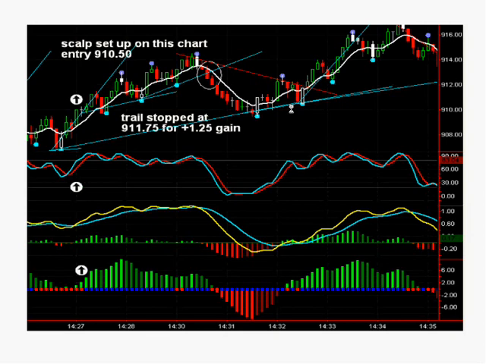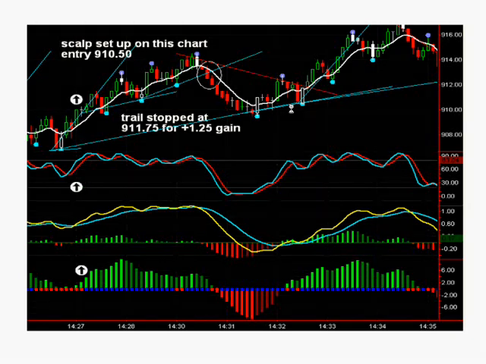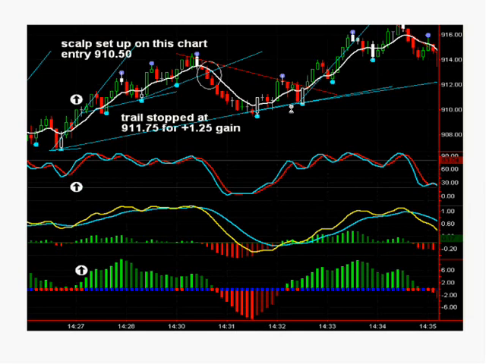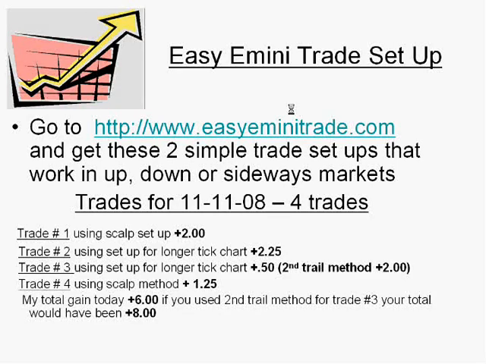This is a scalp setup that occurred at approximately 2:30 in the afternoon that I took, and I entered at 9:10:50, and I trail stopped and was stopped out for a gain of 1.25. Again, I had confirmation on my other two charts for the scalp trade, and I do that for every trade. And you're going to find that you'll have higher odds of success if you do have other confirmation other than just trading off of a small time frame tick chart.